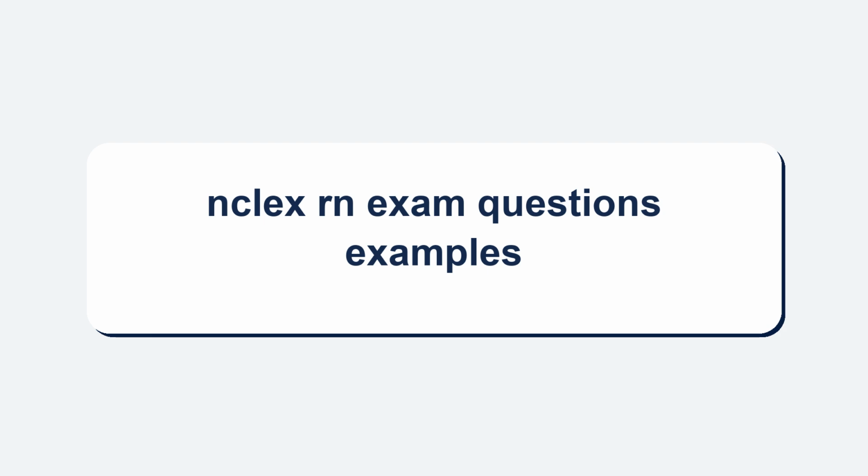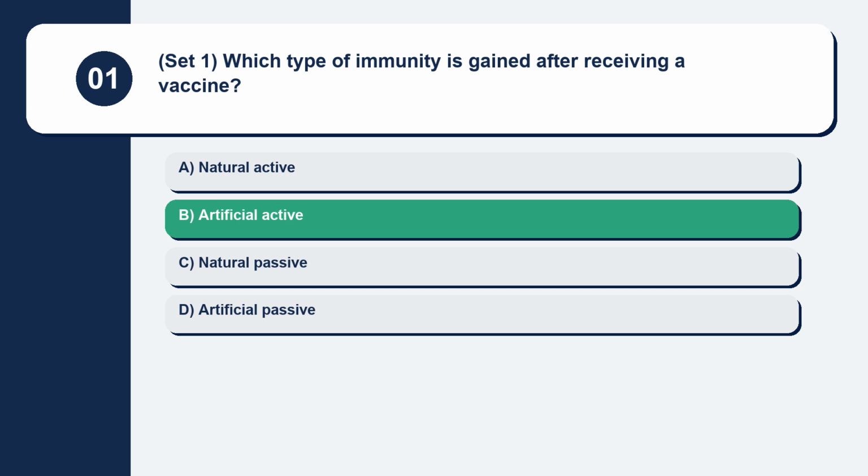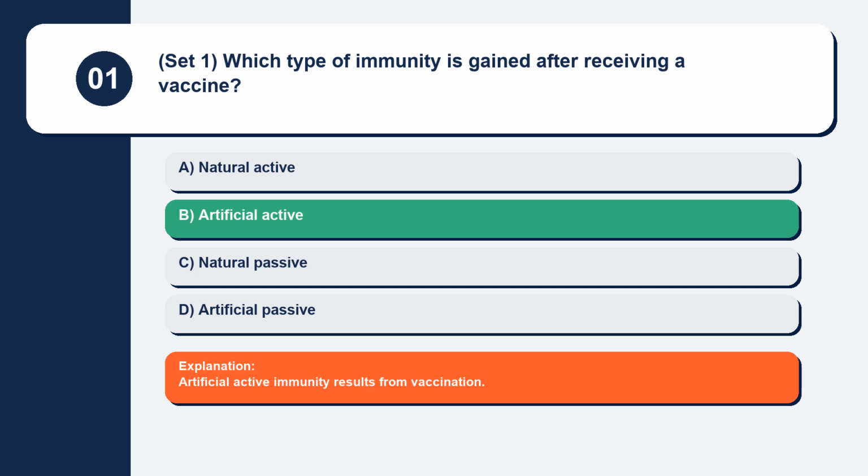NCLEX RN exam questions examples. Question 1, Set 1. Which type of immunity is gained after receiving a vaccine? Natural active, artificial active, natural passive, artificial passive. Artificial active immunity results from vaccination.